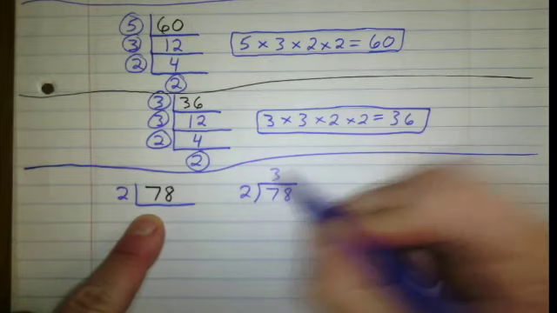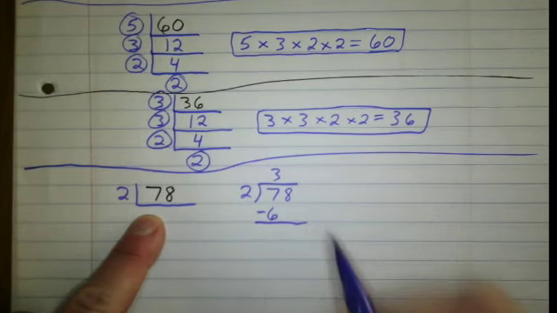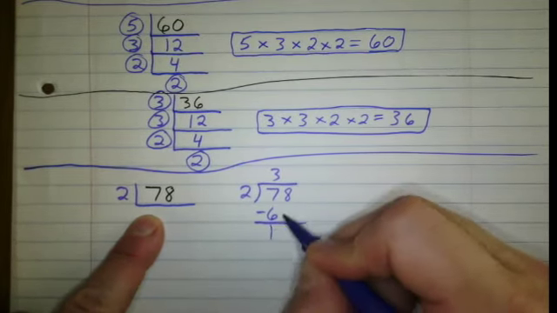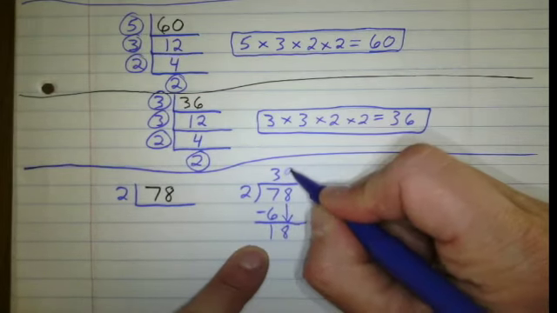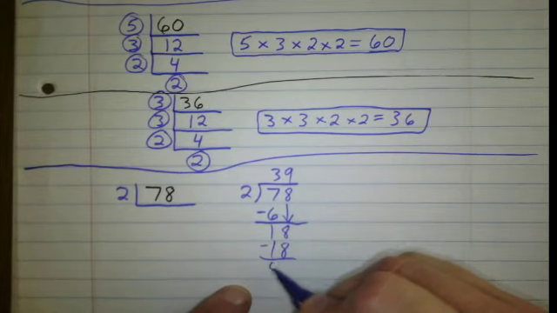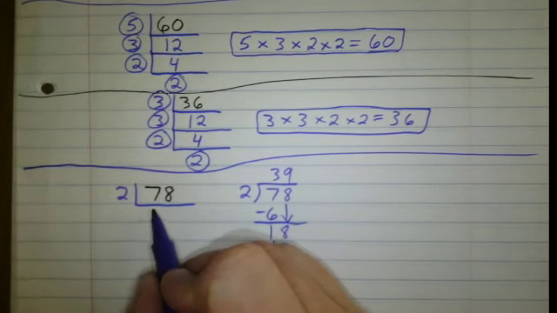2 goes into 7 3 times. I get 6. I'm ready to subtract. I get a 1, bring down the 8. 2 goes into 18 9 times. 18, subtract, and it was zero. So 39, so I'm ready to put 39 here.